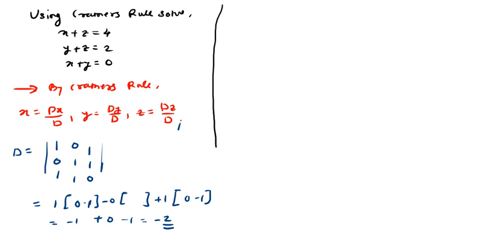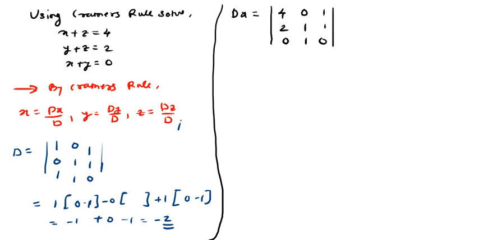Now we will calculate the value for dx. This will be again the determinant, but instead of the coefficients of x, we will put the constants 4, 2 and 0, and the remaining terms will be as they are, 1, 1, 0. Solving this determinant, this will be 4 into 0 minus 1, the second term will be 0, and the third term 1 into 2 minus 1. So this will be minus 4, and this is 2 minus 1 means 2, so this will be plus 1, that is minus 3.